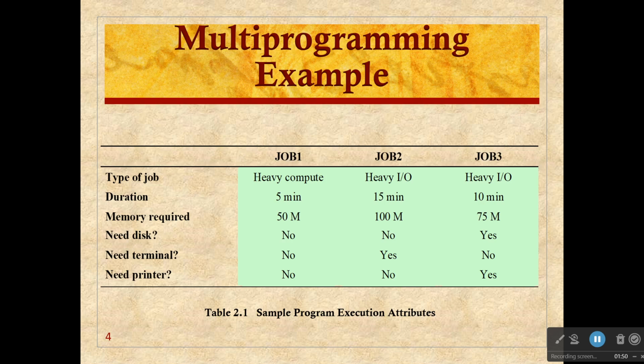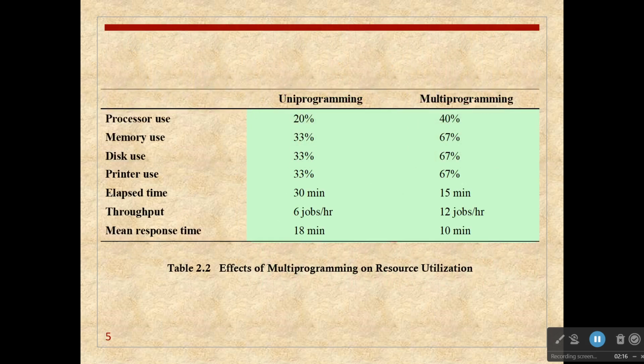For a simple batch environment, these jobs will be executed in sequence. Thus, Job 1 completes in 5 minutes. Job 2 must wait until the 5 minutes are over and then completes 15 minutes after that. Job 3 begins after 20 minutes and completes at 30 minutes from the time it was initially submitted. The average resource utilization, throughput, and response times are shown in the uniprogramming column of Table 2.2.